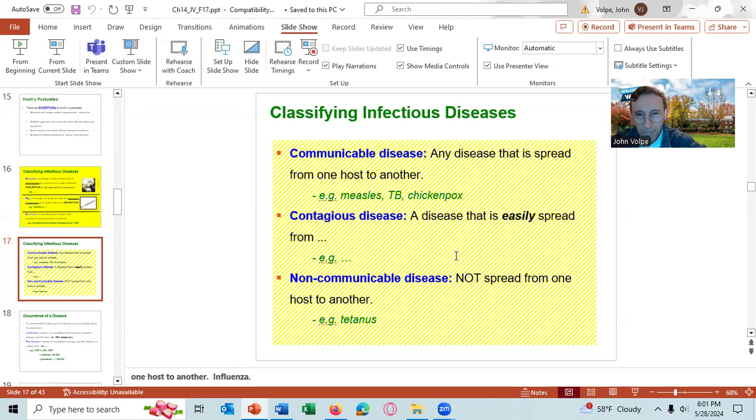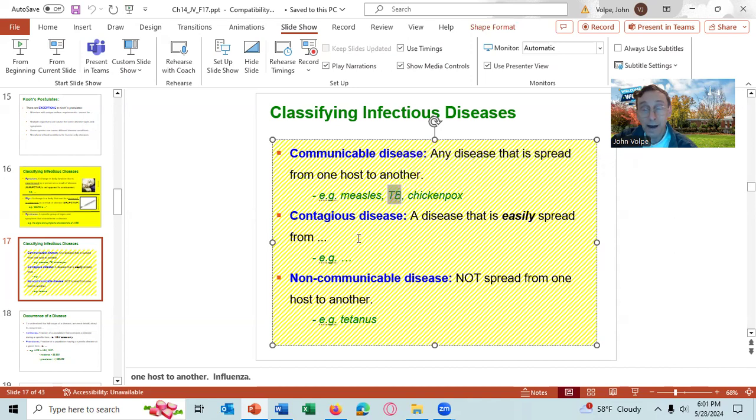So would it be like tuberculosis? Ah, there's a good one. Tuberculosis is actually a communicable disease, but is not contagious. I was going to say there was one actually listed here that is communicable but not contagious, because it can spread, but it doesn't spread easily. You need long-term exposure to pick up TB.